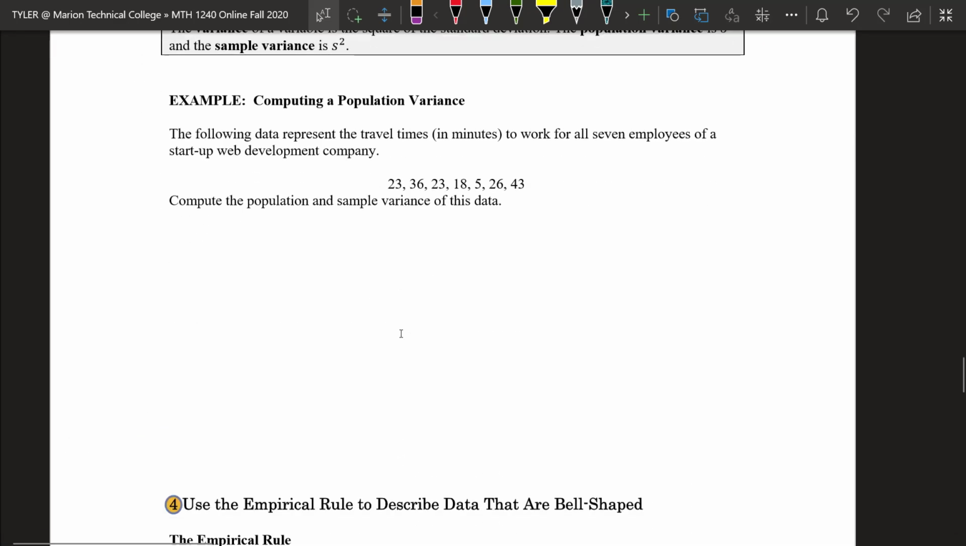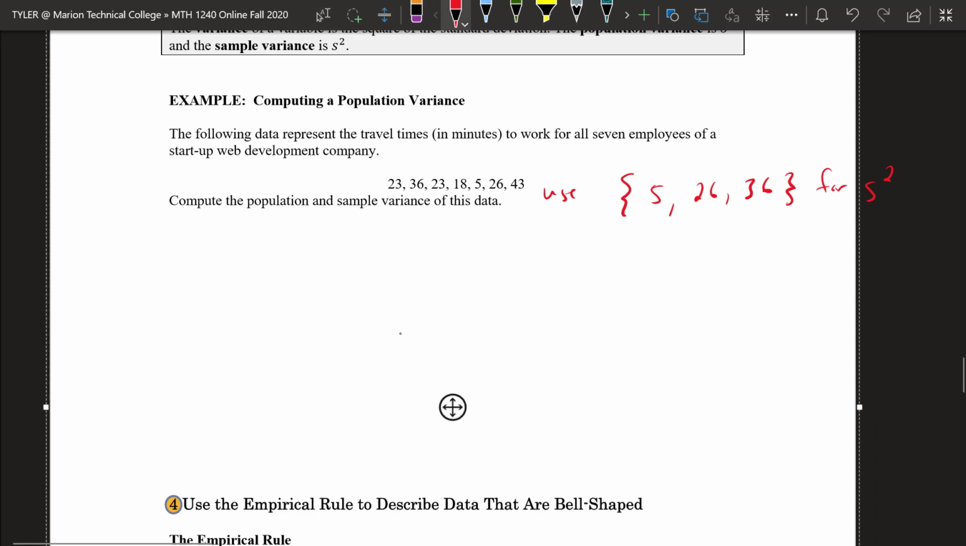So then the next part is looking at what variance is. The variance of a variable is the square of the standard deviation. So to calculate the population variance, you just take sigma squared, and the sample variance is s squared, and we use those symbols to denote the variance. We're asked to calculate the population and sample variance of this data. So I'm going to use that sample we used before, 5, 26, and 36, to calculate s squared.